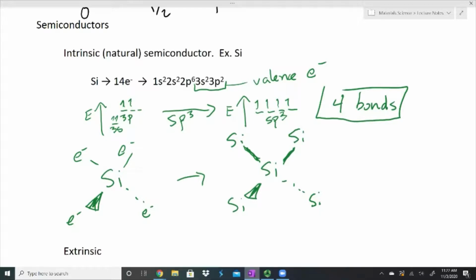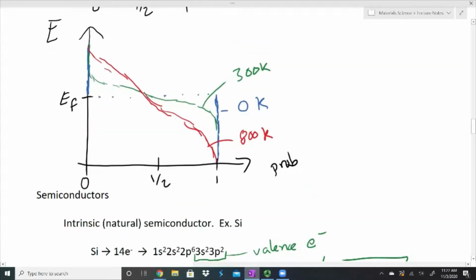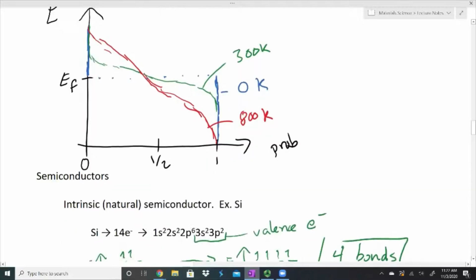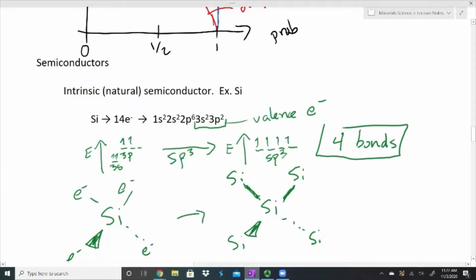The idea is the majority of the bonds in this silicon crystal are going to act like covalent bonds, but some of them are going to act semi-metallic. They're going to be delocalized a little bit, and that's dependent on the probability, again, back up here, that I'm able to promote an electron into that conduction band. Once it's in that conduction band, it is able to delocalize and move somewhat freely throughout my material. So that's an intrinsic semiconductor, a natural semiconductor.